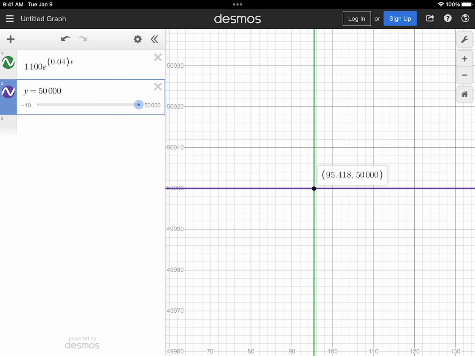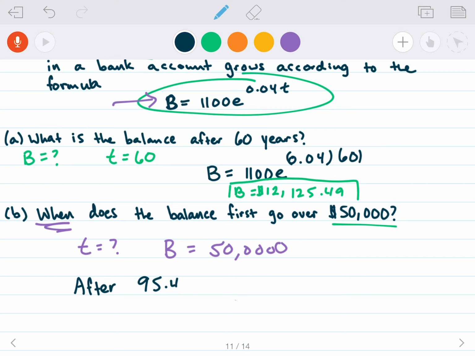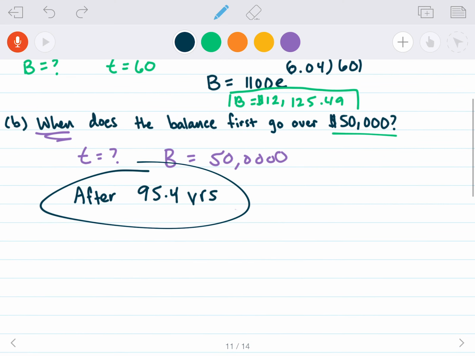So after 95.4 years, this thing is going to be $50,000. That's what the account balance is going to be. So when does it first go over 50,000? What we can say here is after 95.4 years. Okay, so that is my answer here. Let's do some more examples.